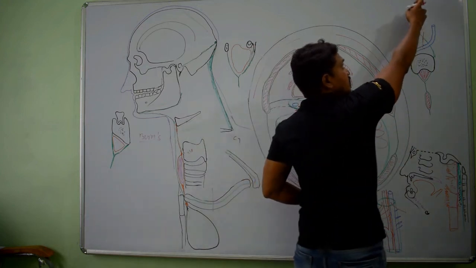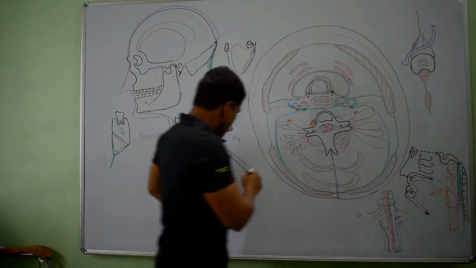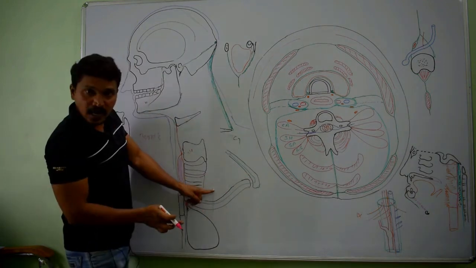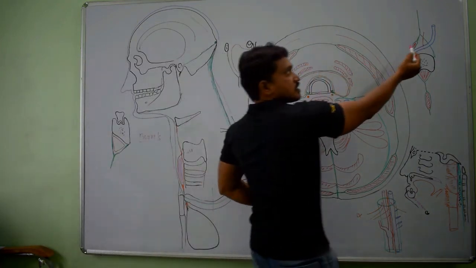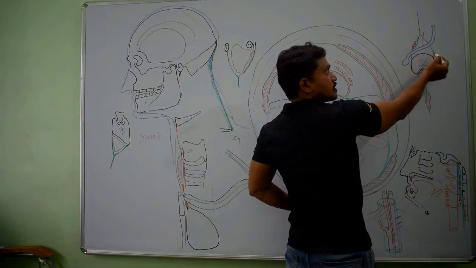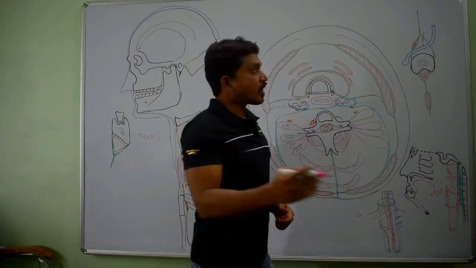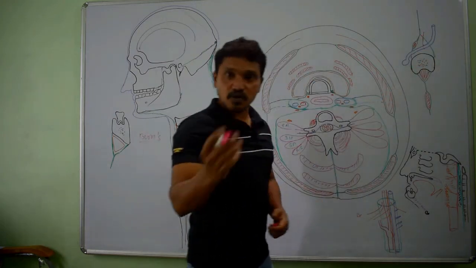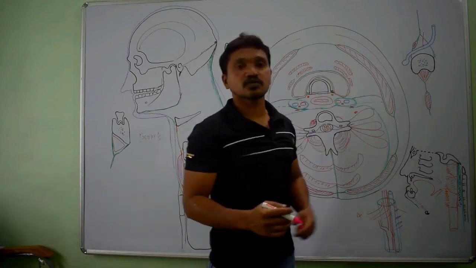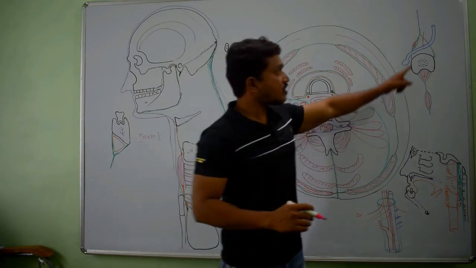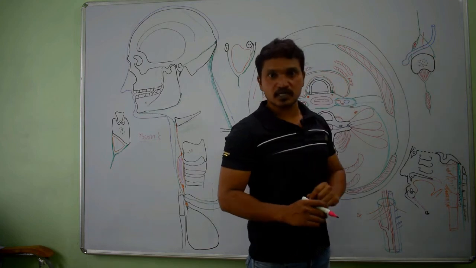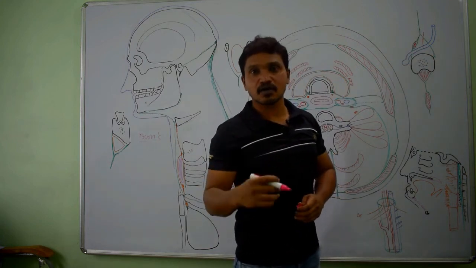If you see the investing layer, when it reaches just above the clavicle, it splits into 2 layers. See here, it has been split into anterior layer and posterior layer. Anterior layer attaches to the anterior border of the clavicle, posterior layer attaches to the posterior border of the clavicle and forms a space in between these 2 layers. That space we call supraclavicular space.